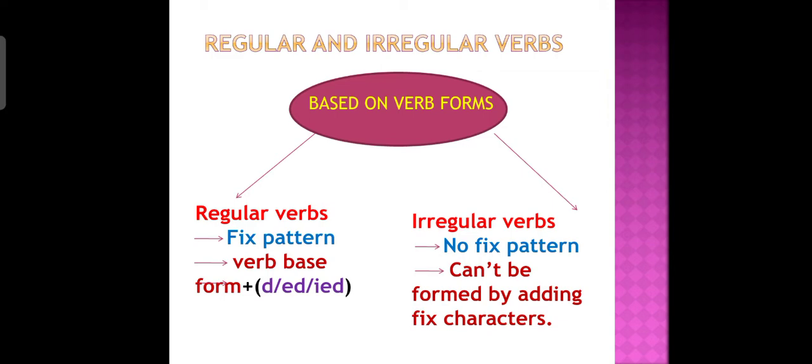That is the verb base form plus d or ed or id. By using any of these suffixes, we may change the verb from one form to the other. And these are the regular verbs because they have a fixed pattern. The next type of verbs are the irregular verbs. For changing from one tense to the other, these verbs do not have any fixed pattern. They can't be formed by adding any fixed characters.